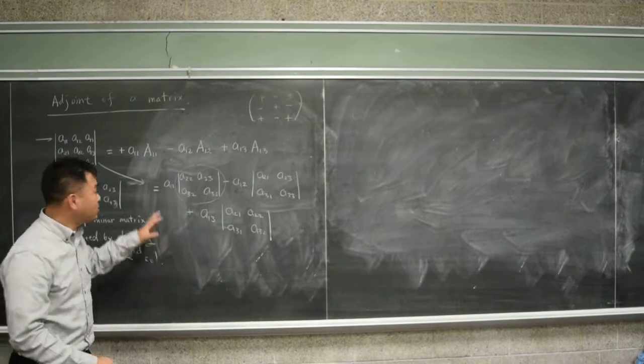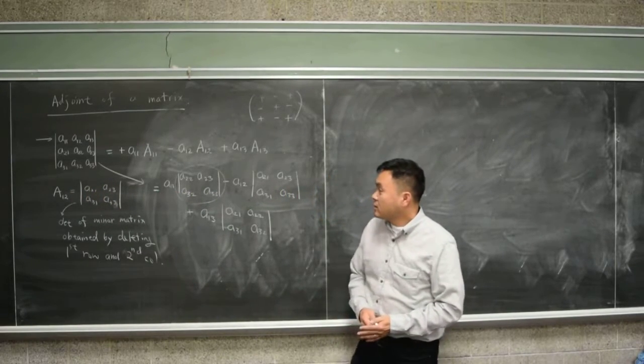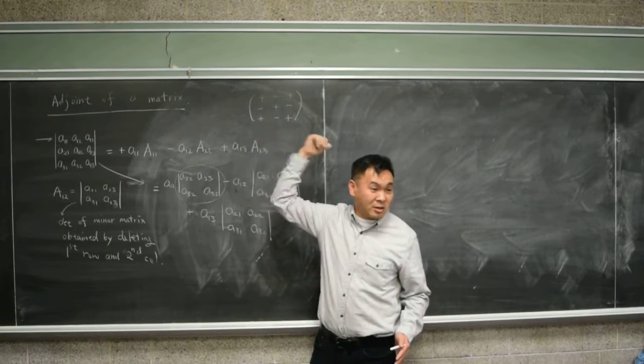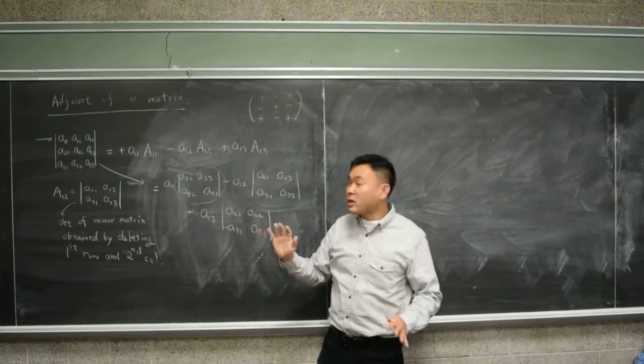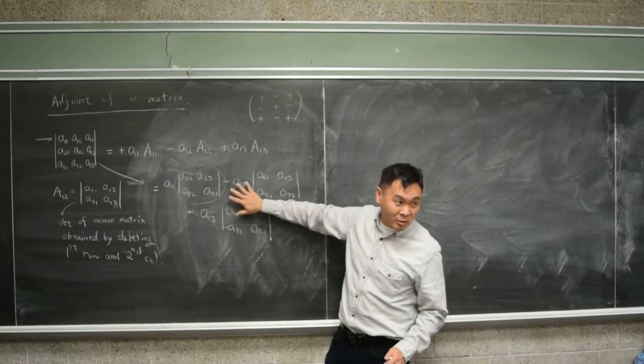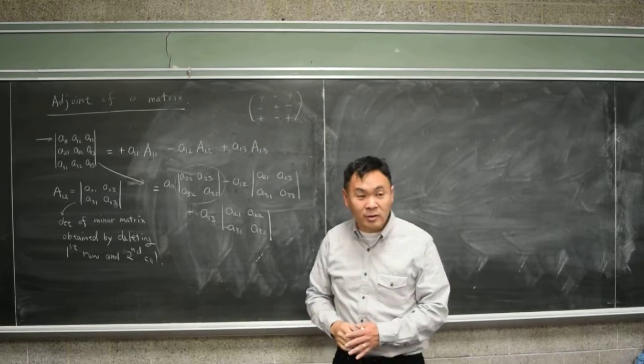So this is the new way I'm going to call it. I'm just doing this so I can introduce this thing called adjoint. Whenever you're trying to compute the determinant, you're still going to use the method that we covered last time. I'm just doing this so that we understand what adjoints are.